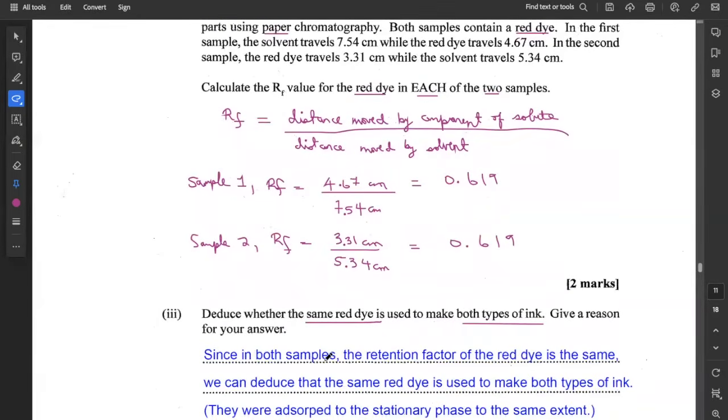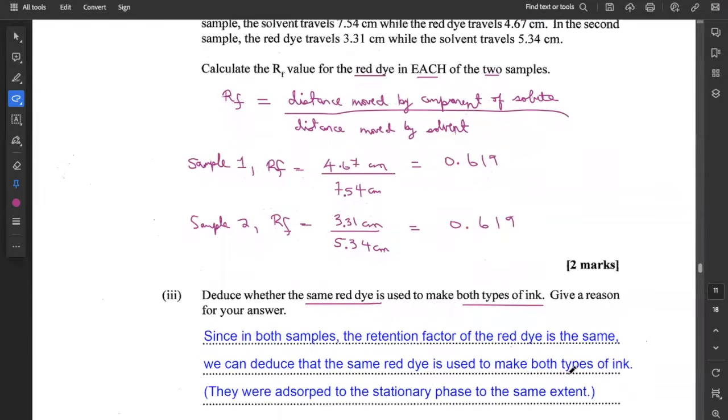Since in both samples the retention factor of the red dye is the same, meaning that the distance moved by the solute over the distance moved by the solvent ended up being the exact same value, that means that the same red dye is used to make both inks, both types of inks, right? And we can deduce that because the Rf values are the same, the red ink was absorbed to the stationary phase to the same extent.